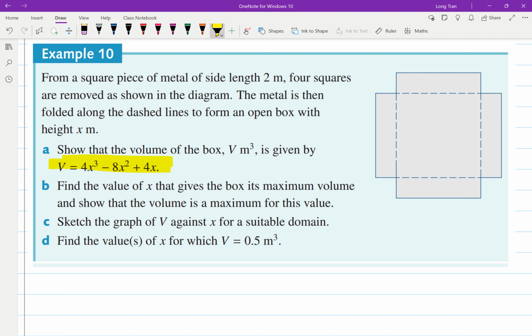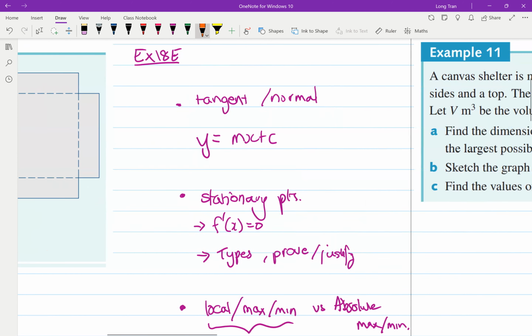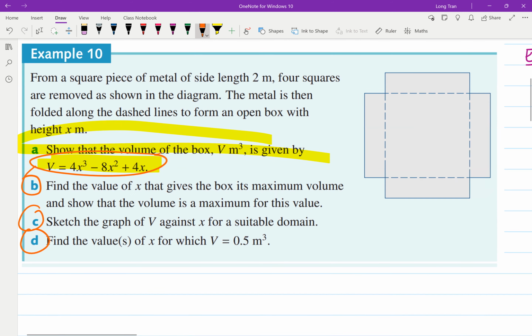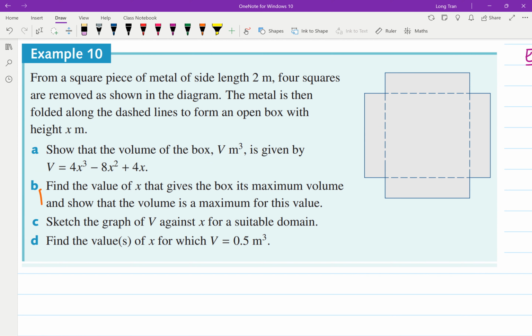Even if you didn't know how to do A, you can lose 2 marks there, but you can use this equation to then answer B, C, and D, providing that you understand tangents, normal, stationary points. You shouldn't have any reason as to why you're losing 10 marks for a question just because you don't know the first step. But the first step is you need a model. So here we go. Let's read what the question is asking or telling us.